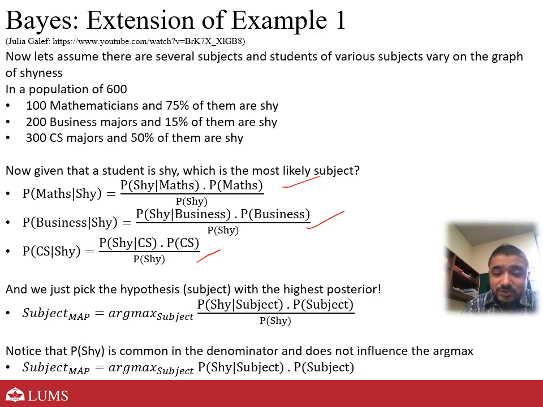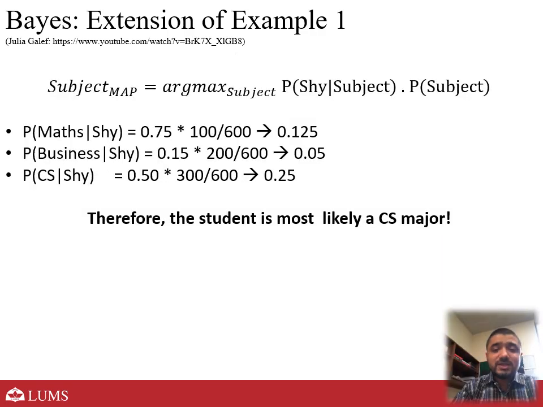So the argmax over all subjects is what we will do, and again in the denominator we have p(sh), you can see that this is common in all of the probabilities. So like we just discussed, we just remove it without influencing anything. So once you calculate these numbers, which I will leave for you to do on your own, you figure out that these are the probabilities. You just plug in and you get these outputs.